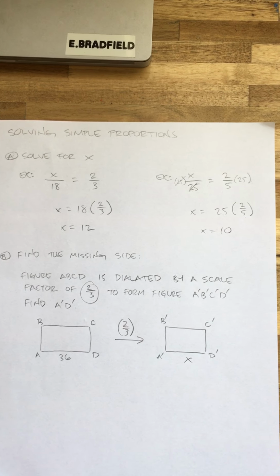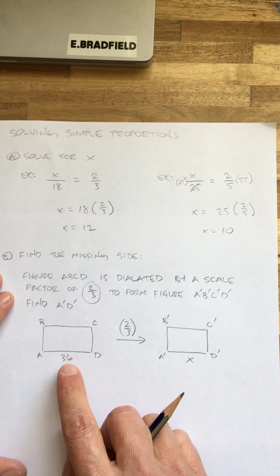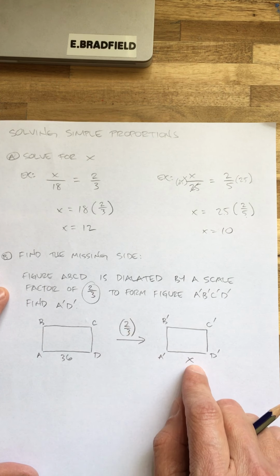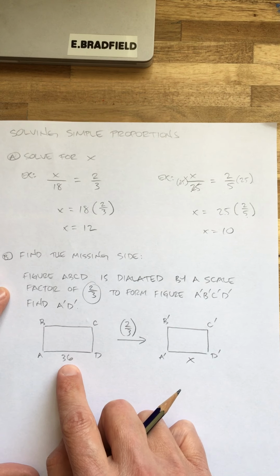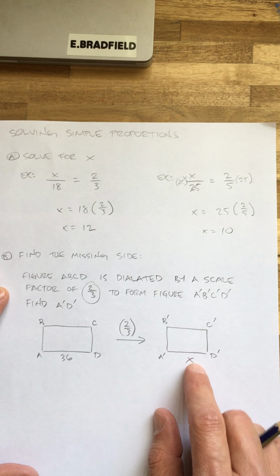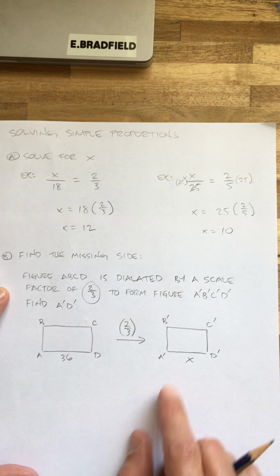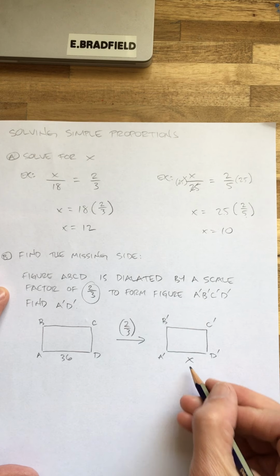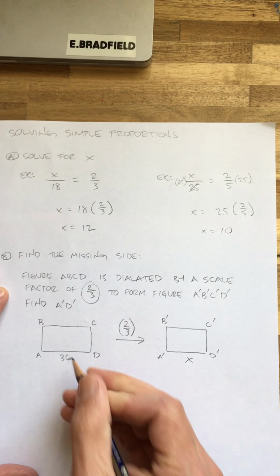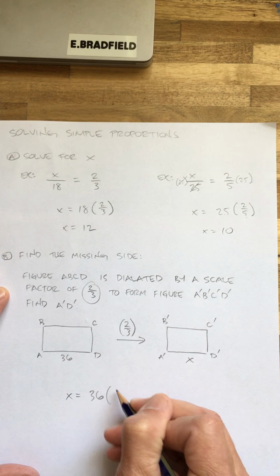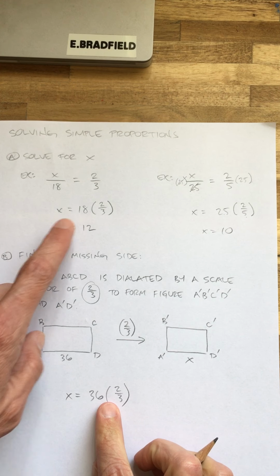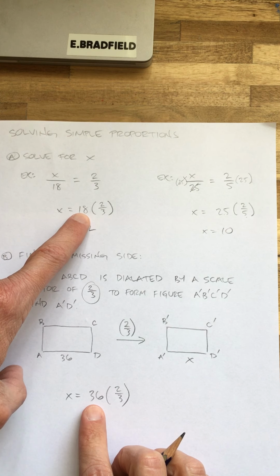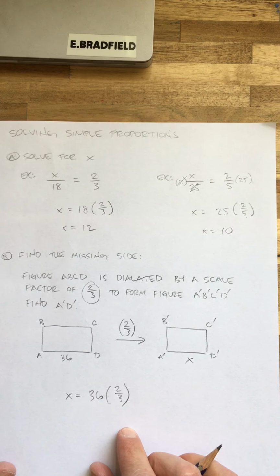All right, well, all we have to do to find that, we know that if we take this side, 36, and multiply it by the scale factor of 2/3, we're going to get our x. Okay, this 36 multiplied by the 2/3 gives me this side. Notice how A to D matches up with A prime to D prime. Okay, so we know my x is going to equal, well, there's my 36 times the scale factor 2/3. Okay, and that is exactly what we have up here. Okay, we're always going to get this. X equals whatever number multiplied by the scale factor.